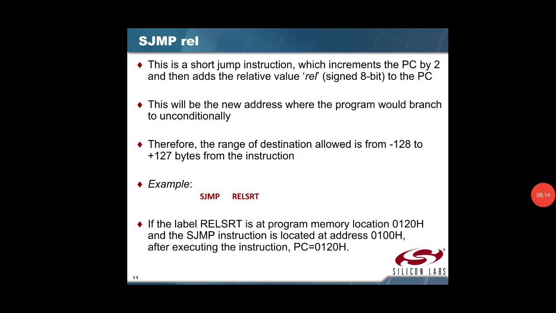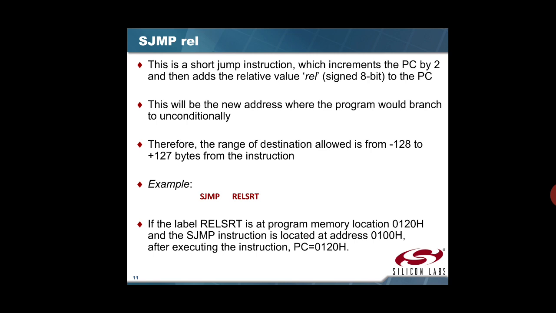SJMP, short jump, is a short jump instruction in which the PC is incremented by 2 and then the relative value is added. This will be the new address where the program branches to unconditionally, and the range of a short jump is between -128 to +127 bytes.